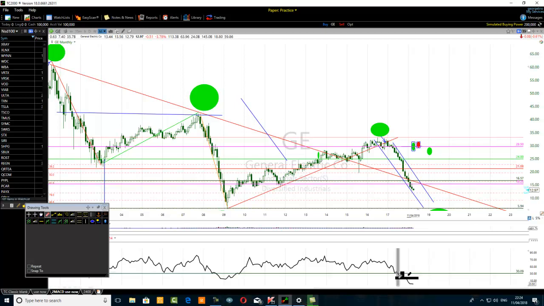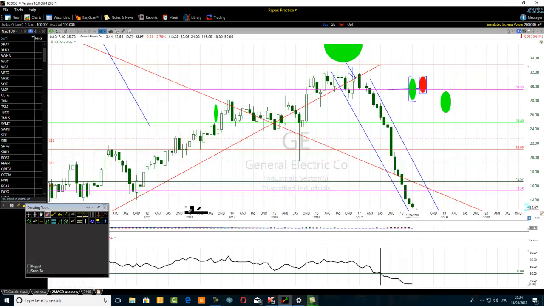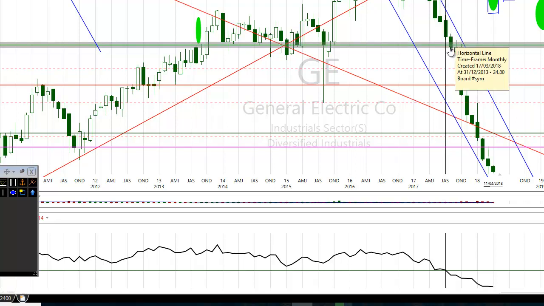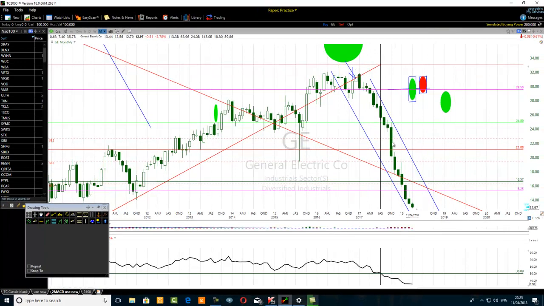Though the RSI was oversold, the price was high. So from July 2017, this General Electric stock was oversold, and those who are misusing the RSI will say that it's oversold. But look at this long candlestick bar.